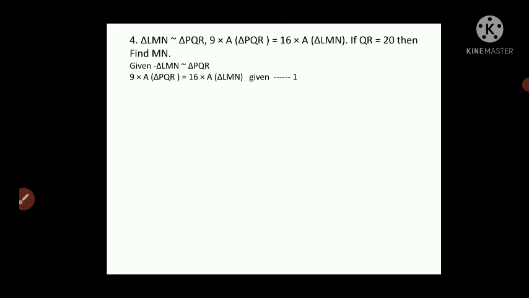So what we will do? We will take the ratio form, that is A1 upon A2 is equal to S1 square upon S2 square, that is by theorem of areas of similar triangles. So see, now what I am going to do, see properly. First I will take in the numerator area of triangle LMN upon area of triangle PQR is equal to MN square, which we have to find, and QR square, as it is given, QR is 20, so I am taking QR.